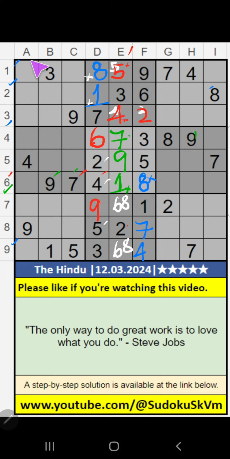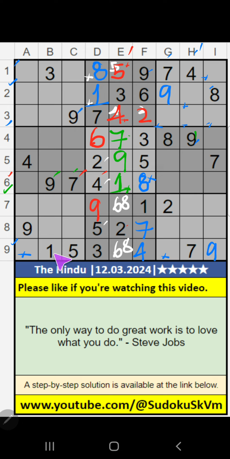Third row and first row, we have 9. Column H also we have 9. So 9 can't come in these cells. The 9 is confirmed here. Seventh grid. Column G, column H, we have 9. So 9 can't come in these cells. The 9 is confirmed here.